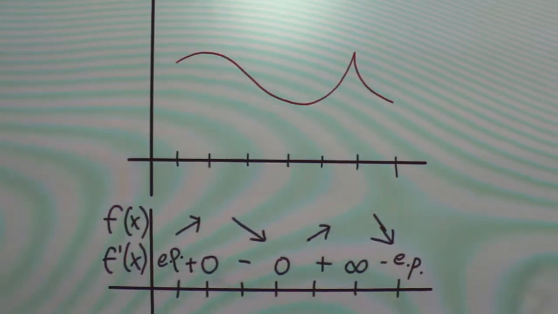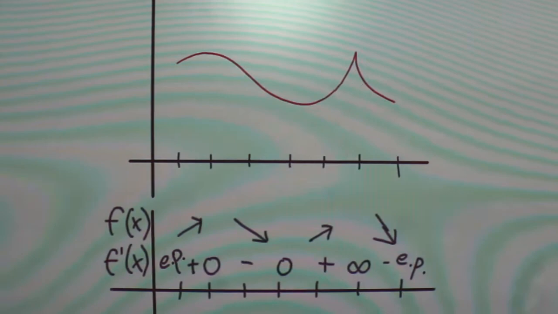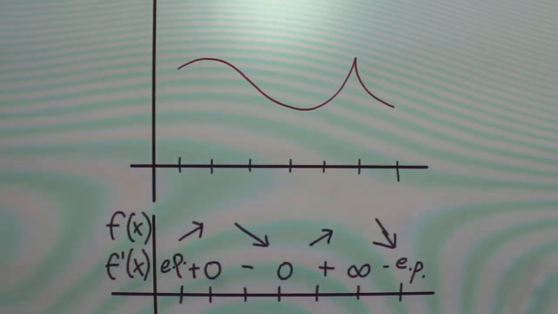The up and down arrows represent when the graph is changing from concave up to concave down. The zeros represent points of inflection, and the infinity sign represents a cusp.